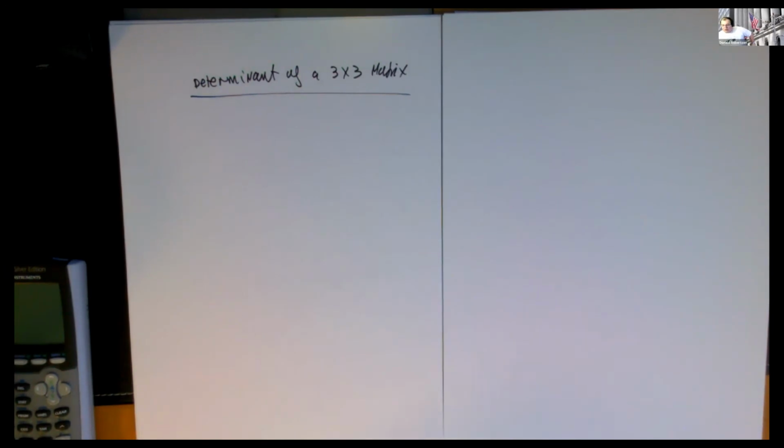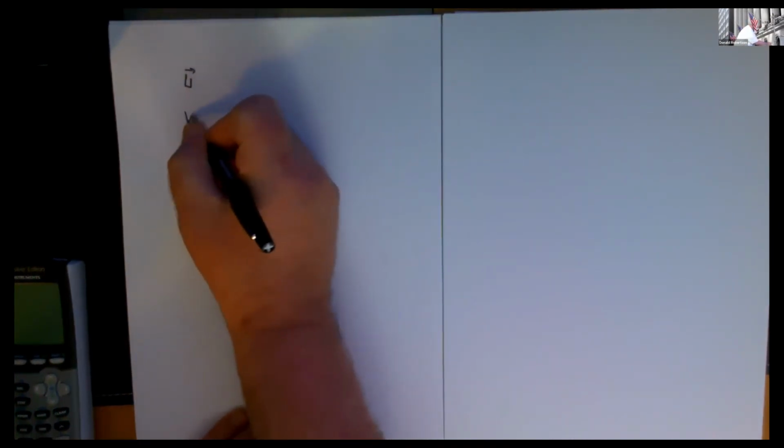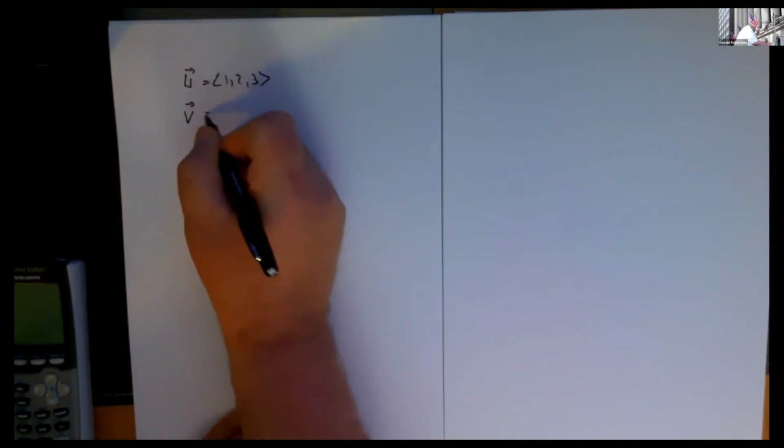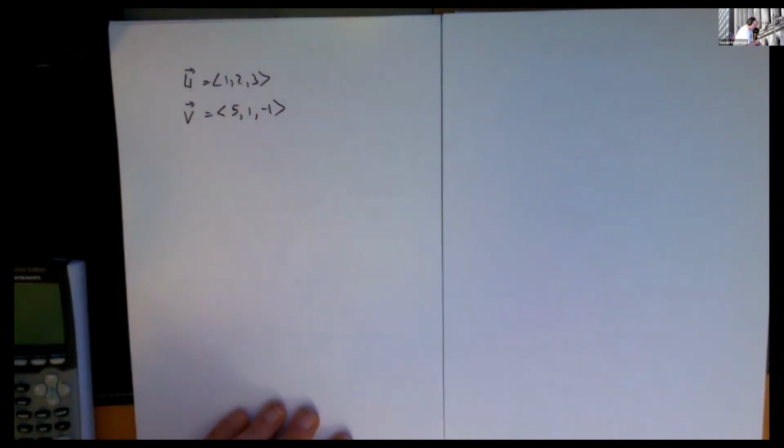Can you remember in Calc 3 getting the determinant of a 3 by 3 matrix? The cross product. You remember doing those, guys? Right. So I want you to think of that process. So I'm going to do it with numbers. Suppose I have a vector u and a vector v, and I'm going to call this guy 1, 2, 3. And I'm going to call this guy 5, 1, minus 1.